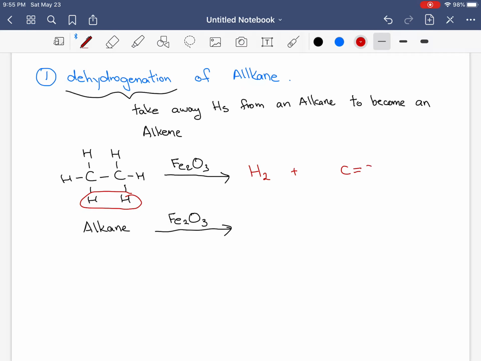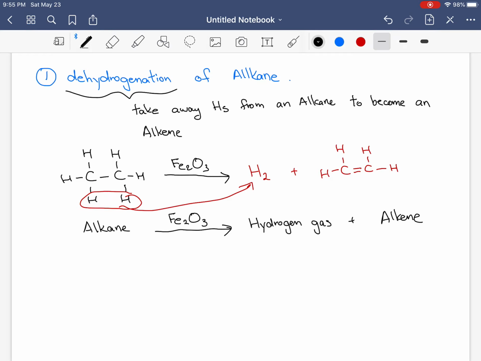So what you're going to get here is an alkene, because carbon must make 4 bonds. If hydrogen was taken away, these carbons need one more bond. So they will bond with each other to form an alkene. Let's write the general reaction down, and then we'll look at more examples. So we have hydrogen gas plus an alkene.